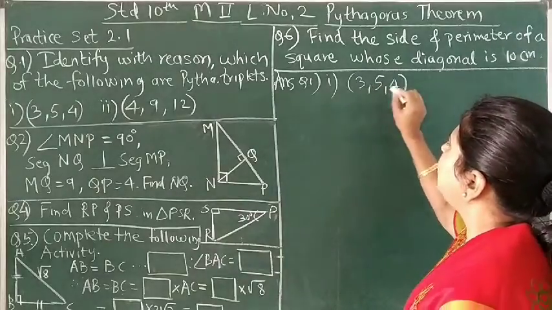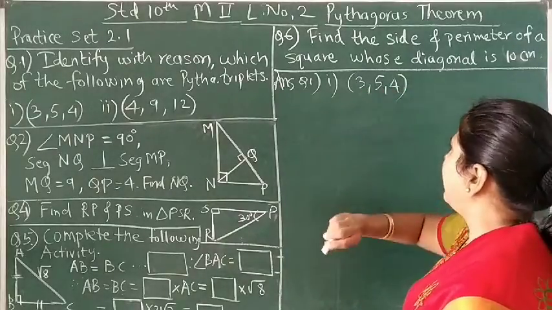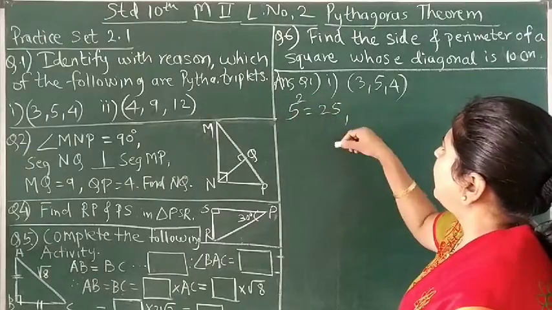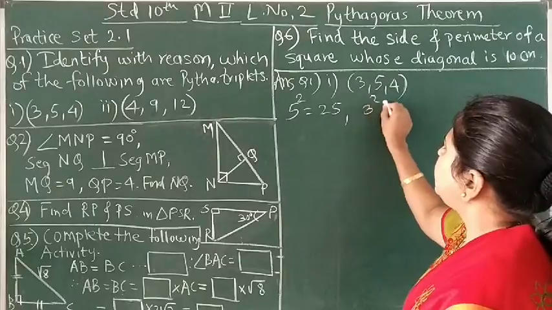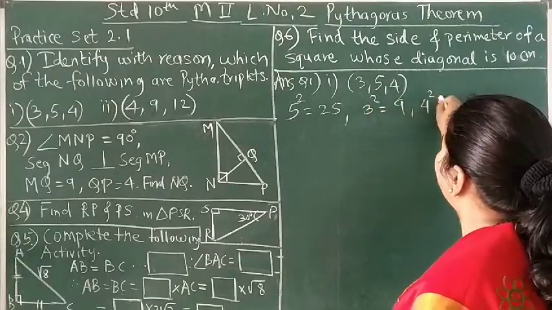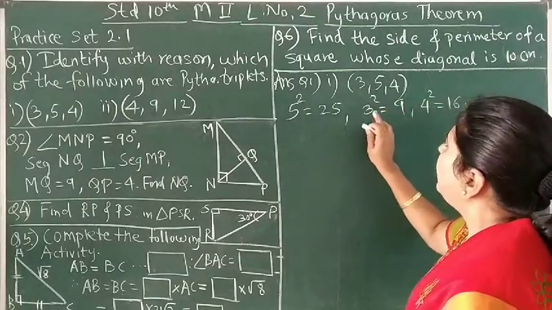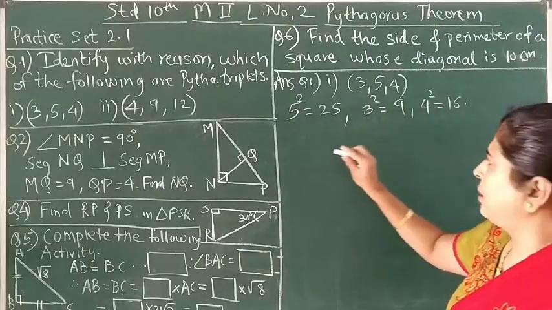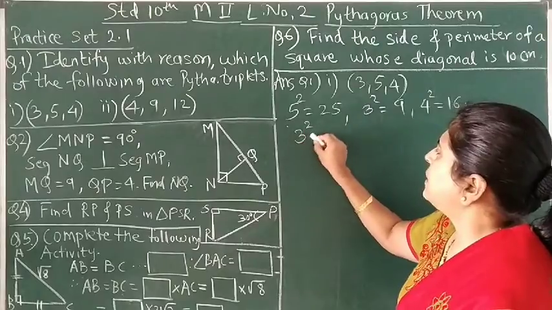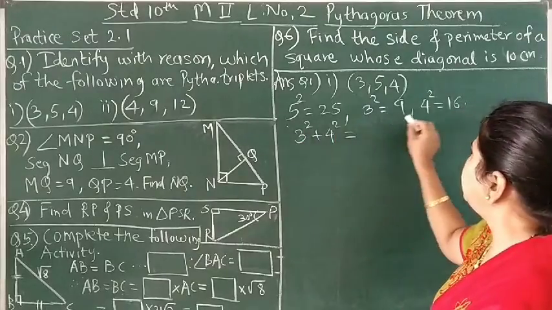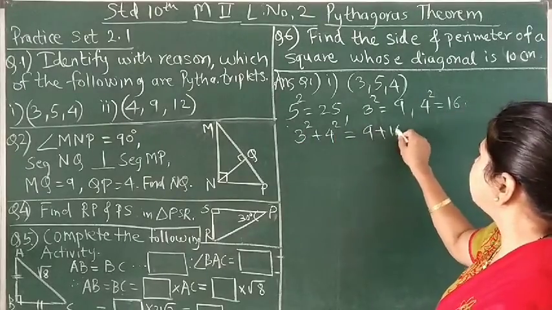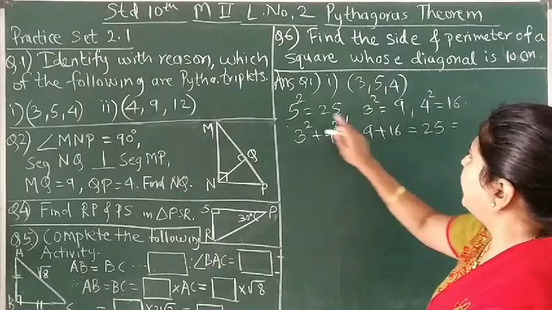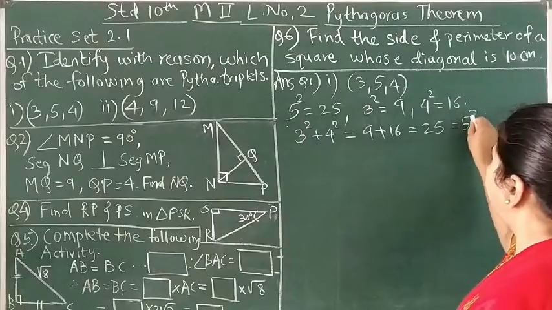If you see these three numbers 3, 5, 4, the largest number is 5. So we will see that 5 square is what? 25. What are the remaining two numbers? 3 square is 9 and 4 square is 16. Now let's take the sum of the squares of the two smaller numbers. 3 square plus 4 square is equal to what? 9 plus 16, which gives us the sum 25. Now what is 25? 25 is the square of 5, equal to 5 square.